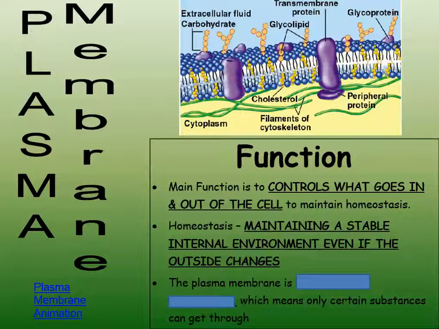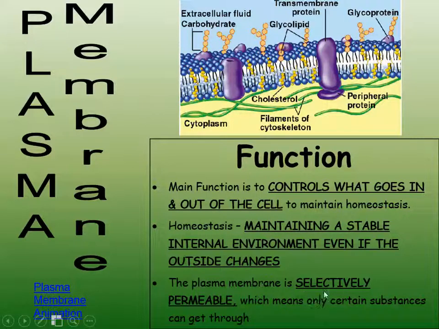The plasma membrane is selectively permeable, right? Which means that it only allows certain substances to get through. Only certain things can get through. Permeable meaning that stuff can go through. Selectively meaning that only certain things pass the test.